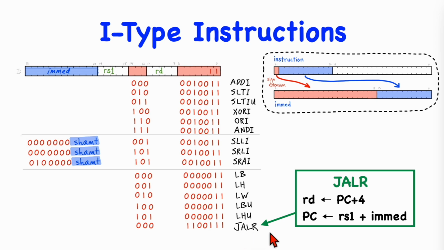Finally, we have the jump and link register instruction. This computes the target address in the same way and will jump to that address. It also saves the address of the next instruction in the destination register. For simple goto behavior, you just use X0 for the destination register. But to implement a function call operation, the destination register would be the RA, the return address register.